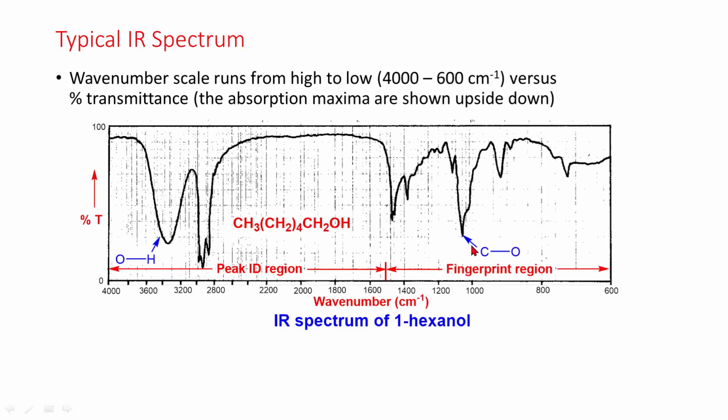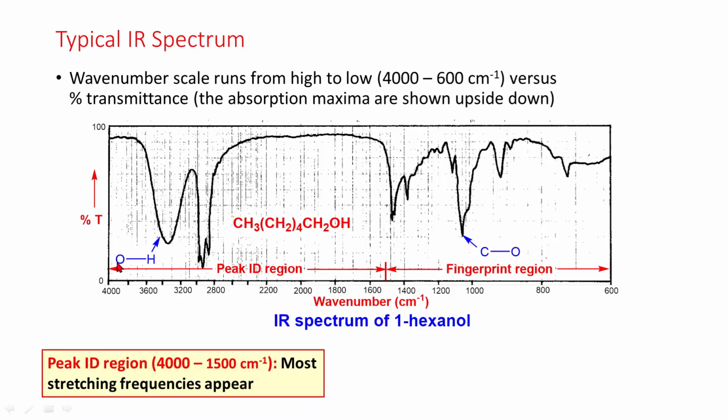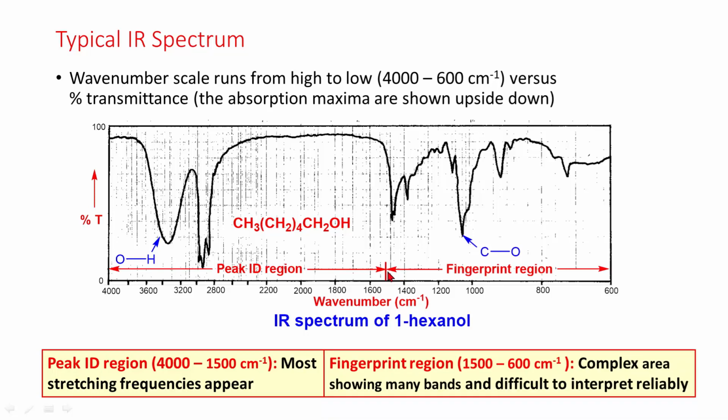Typical IR spectrum. It is plotted wave numbers from 4000 to 600 versus percentage transmittance. It has a peak identification region from 4000 to 1500 centimeter inverse. Most stretching frequencies appear here. Fingerprint region is from 1500 to 600 centimeter inverse. It is a complex area showing many bands, and generally it is difficult to interpret reliably.